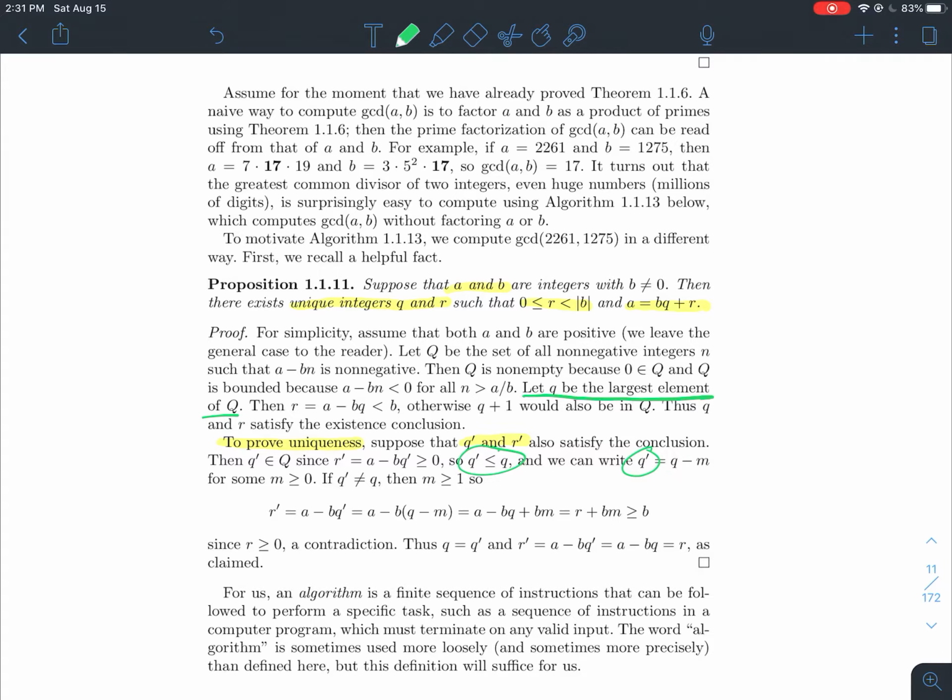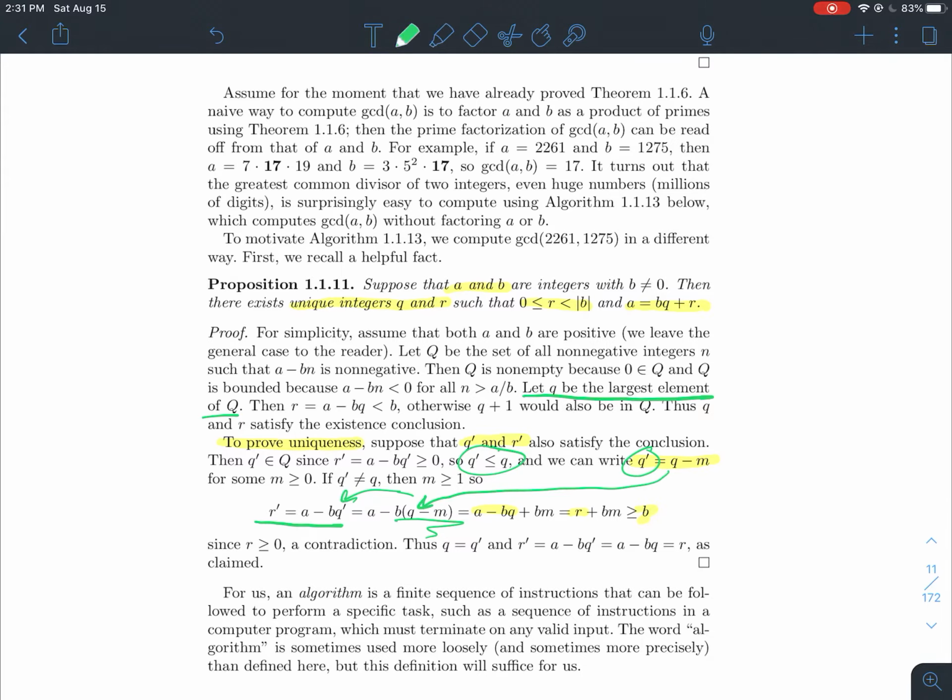So for some non-negative integer m, if these are not equal, then m has to be strictly bigger than 0. So in particular, m is bigger than or equal to 1. And let's think about what happens then about r prime. By definition, r prime is this, but now let's plug in our expression for q prime. So our expression for q prime is right here. We'll take that and plug it in. And now if you distribute that b through there and regroup some things, notice that this much here is r, and r plus b times m, everything here is non-negative, so that's at least b.